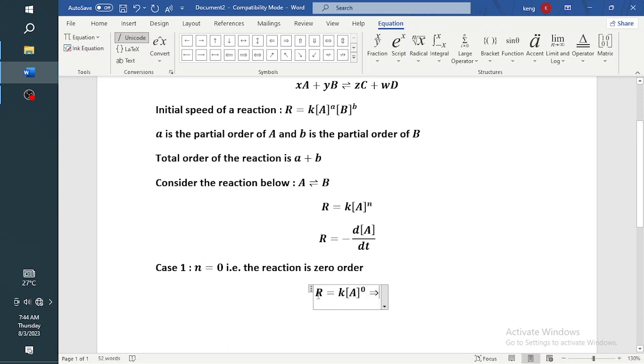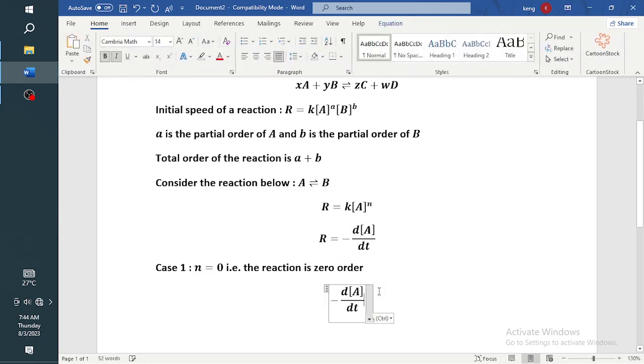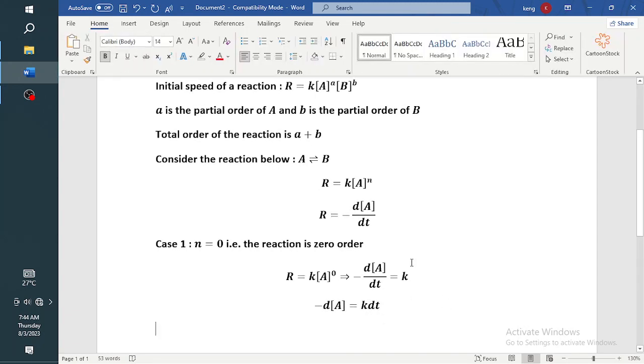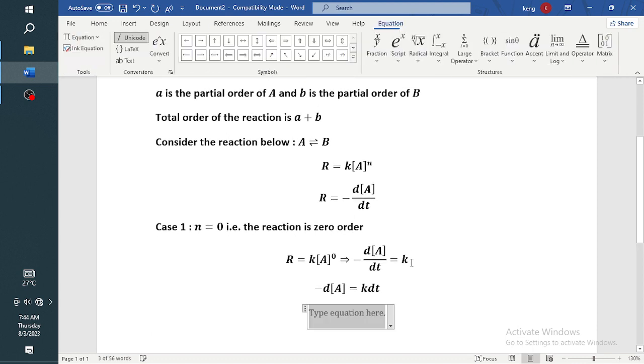So at the end of the day, I'm going to replace the rate with this identity here. So we have this equal to k, because this is going to give us 1. Now from there, what do we have? We can find that negative d of the concentration of the reactant will give us k dt. Now things start becoming very interesting. Mathematics is now involved. This is a first order differential equation where we can separate variables and integrate. So that is why I love it.